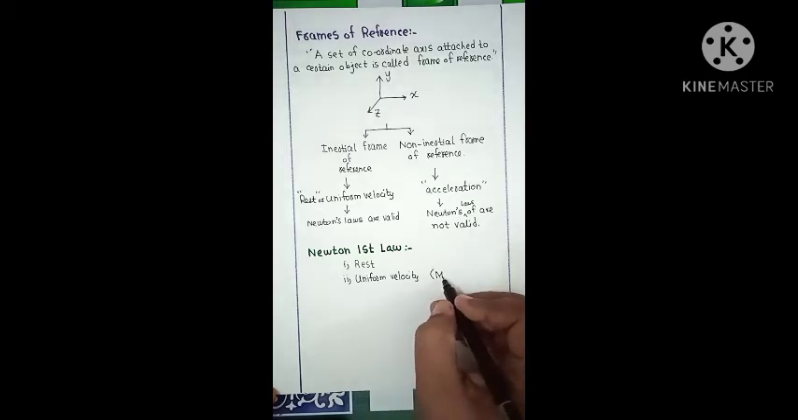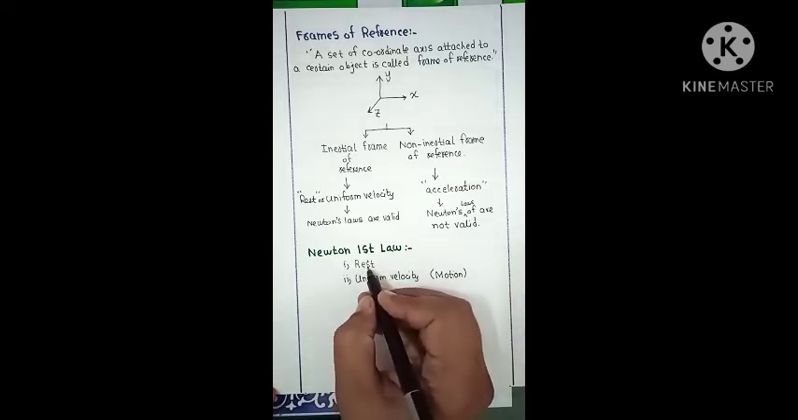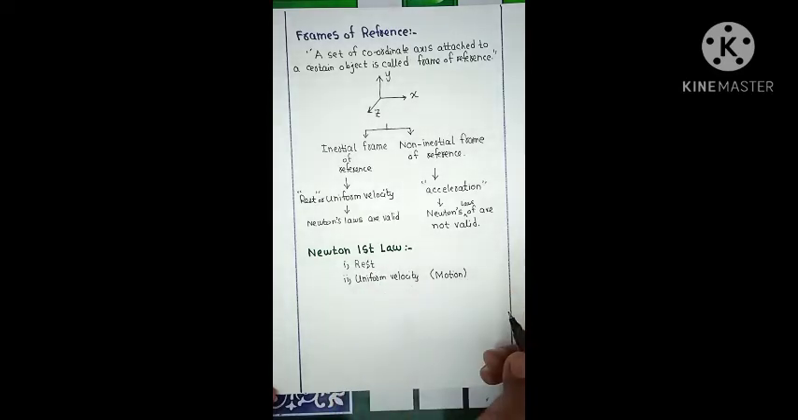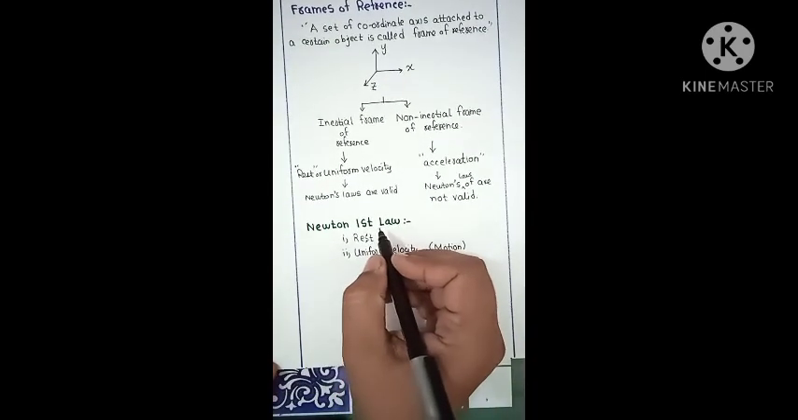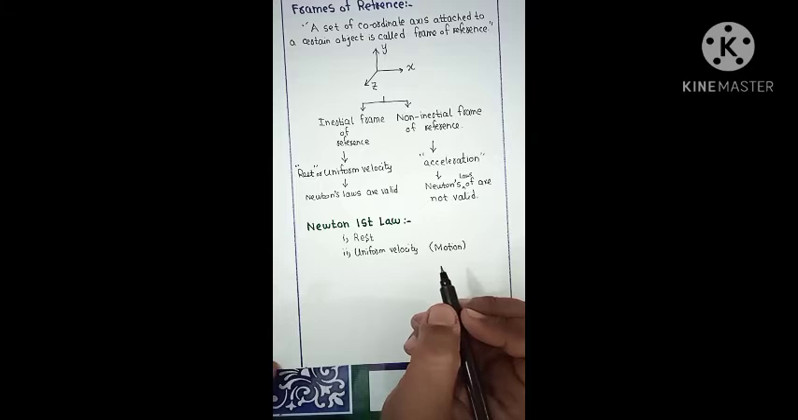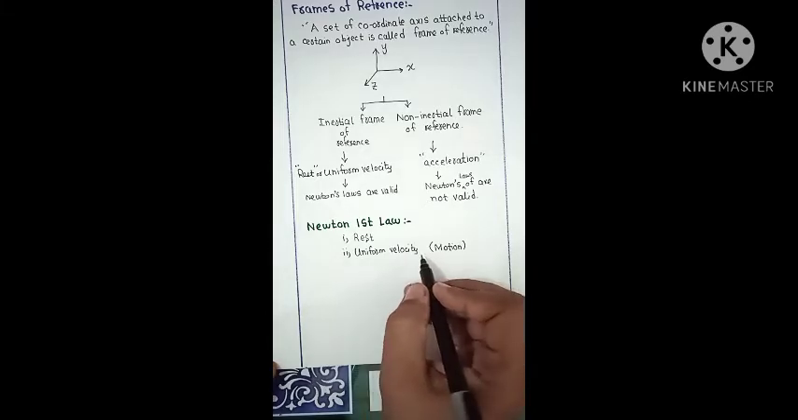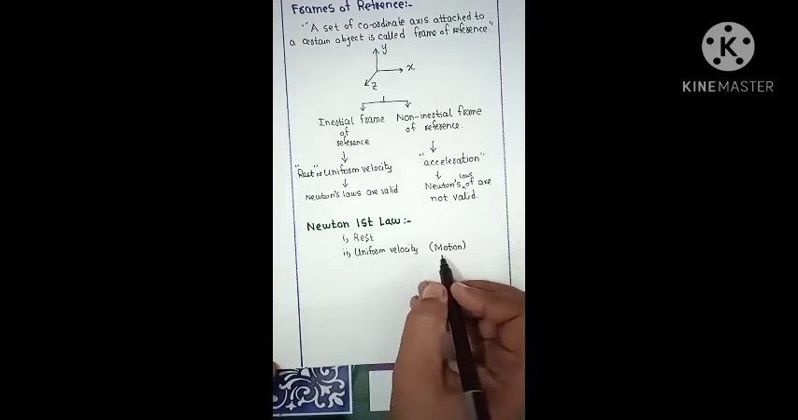Uniform velocity means motion. If a body is at rest, it will always remain at rest. This is very simple. But if a body is moving with uniform velocity, it will remain in motion unless an external force is applied on it. So this is known as Newton's first law of motion.